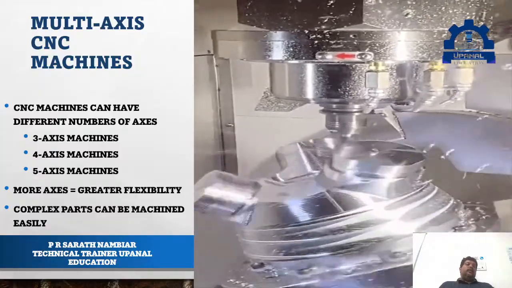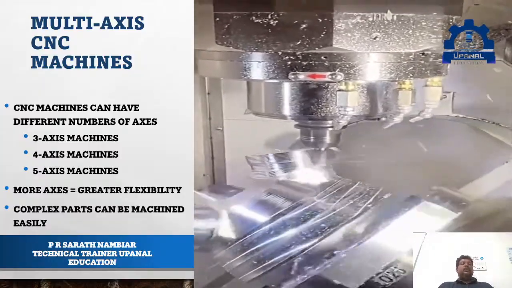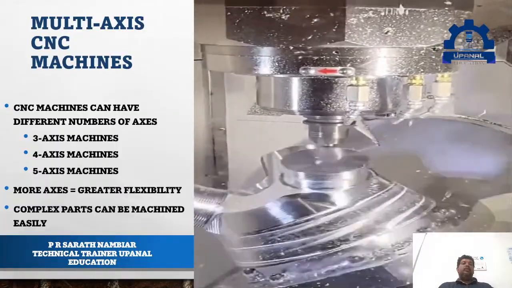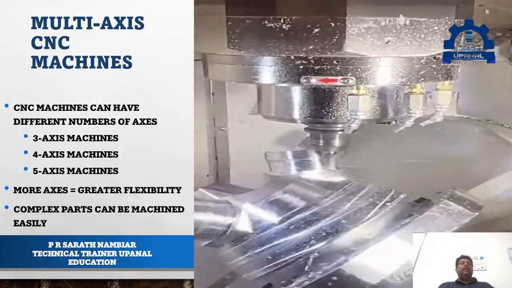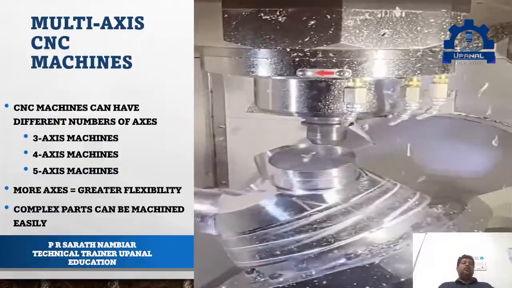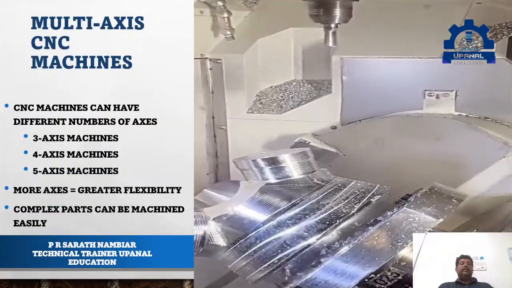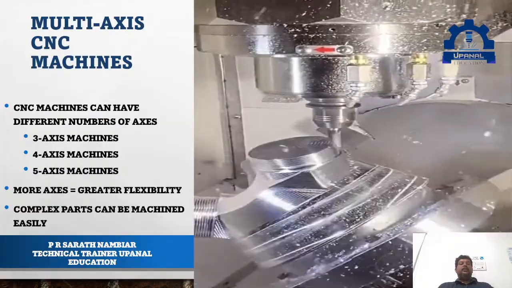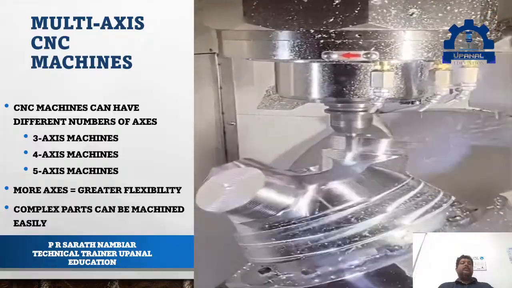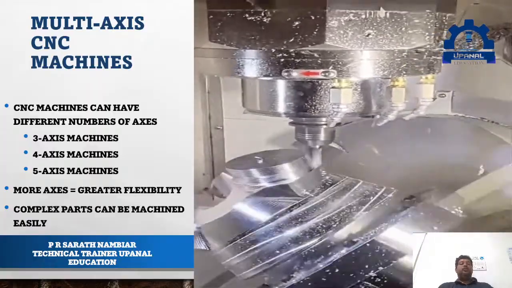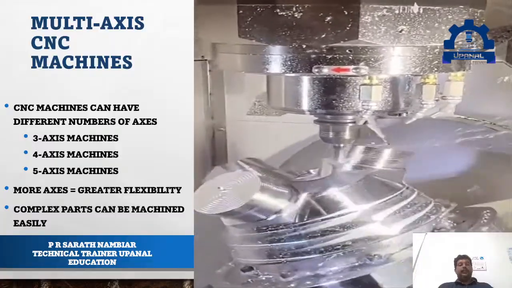Now that we know about the linear axes and rotary axes, let us see how CNC machines are classified based on the number of axes they have. The most common machines found in industry are the three-axis machines. The three-axis machines use X, Y, and Z. These machines are suitable for a large percentage of machining operations and are widely used in manufacturing.